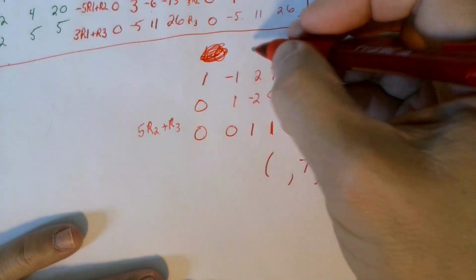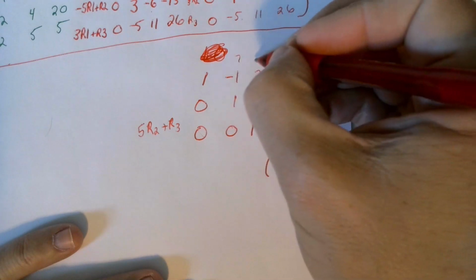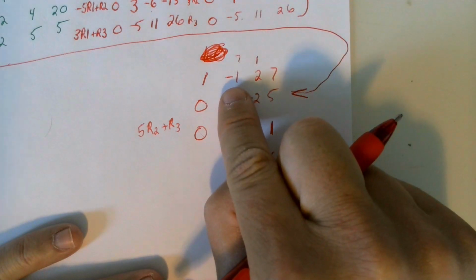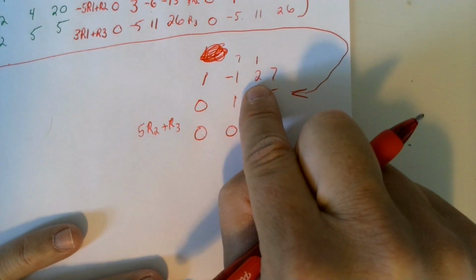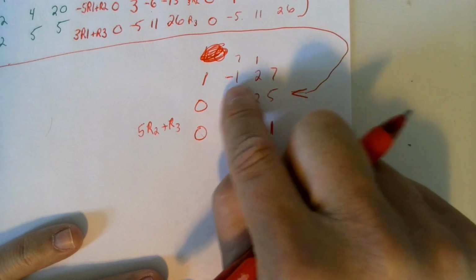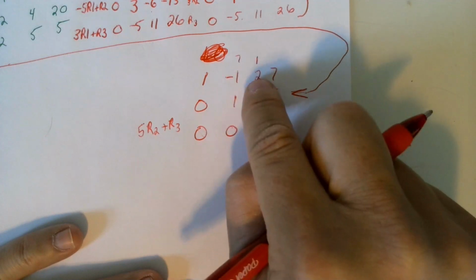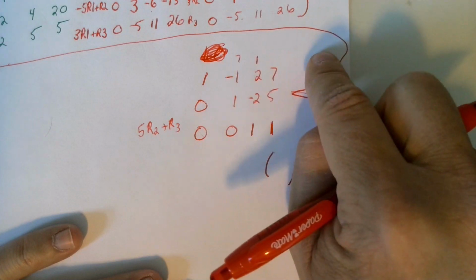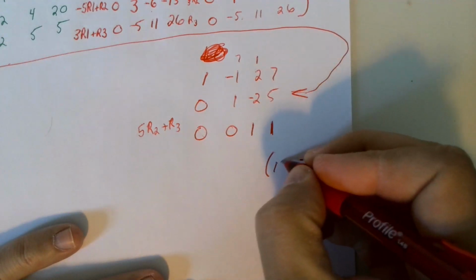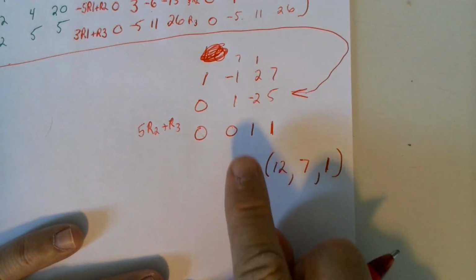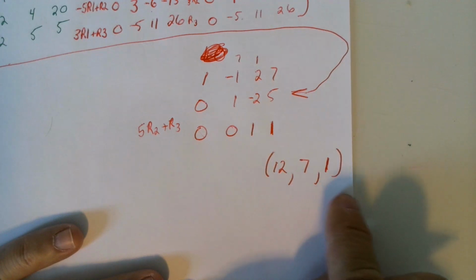And then I put a 7 into here and a 1 into here. And that's negative 7 plus 2. That's a negative 5, right? Negative 7 plus 2 is negative 5. So I add 5 to the other side and I get 12. So according to this, my back substitution should be 12, 7, 1.